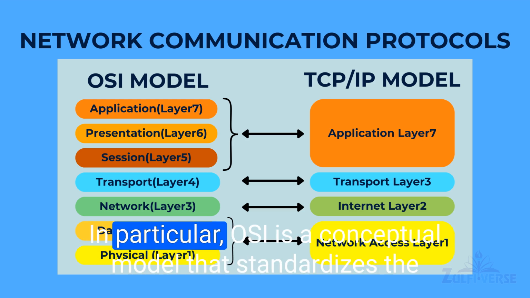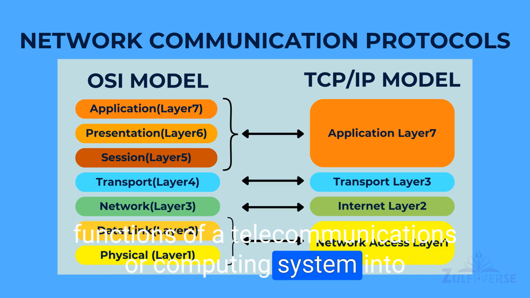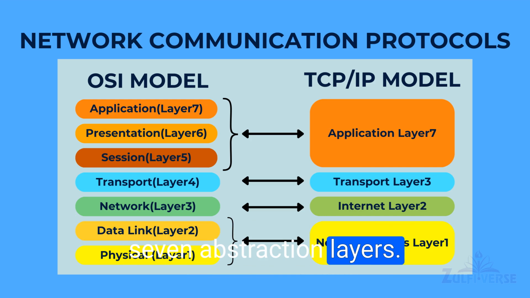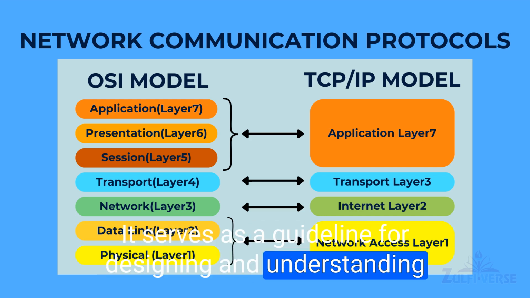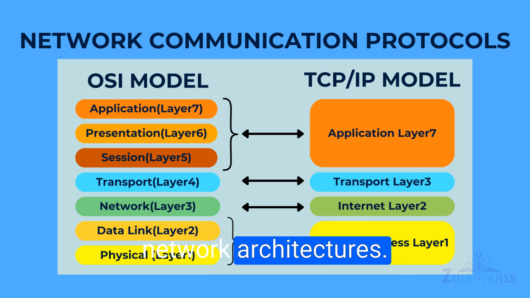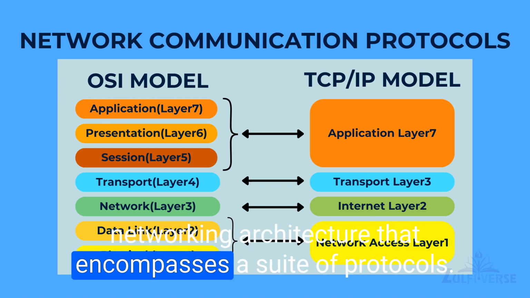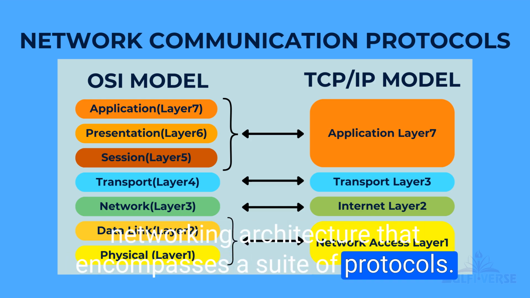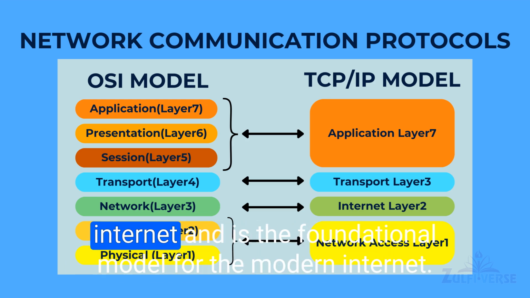In particular, OSI is a conceptual model that standardizes the functions of a telecommunications or computing system into 7 abstraction layers. It serves as a guideline for designing and understanding network architectures. On the other hand, TCP/IP is a practical and widely used networking architecture that encompasses a suite of protocols. It defines a set of rules for data communication on the Internet and is the foundational model for the modern Internet.